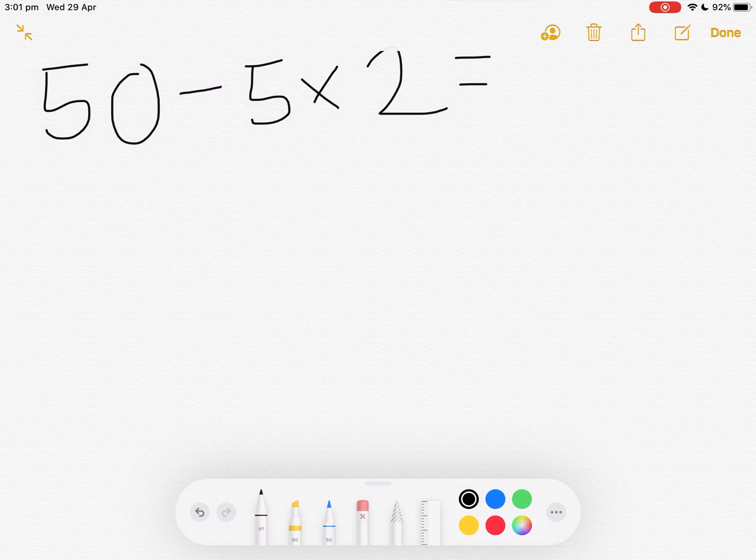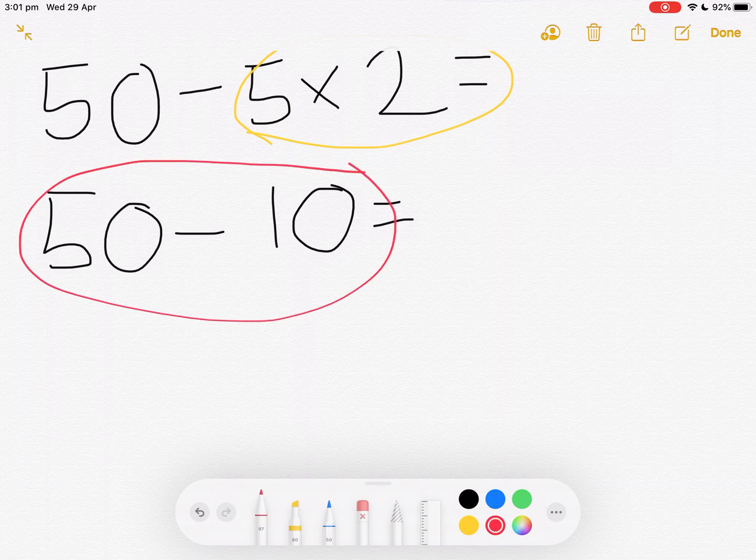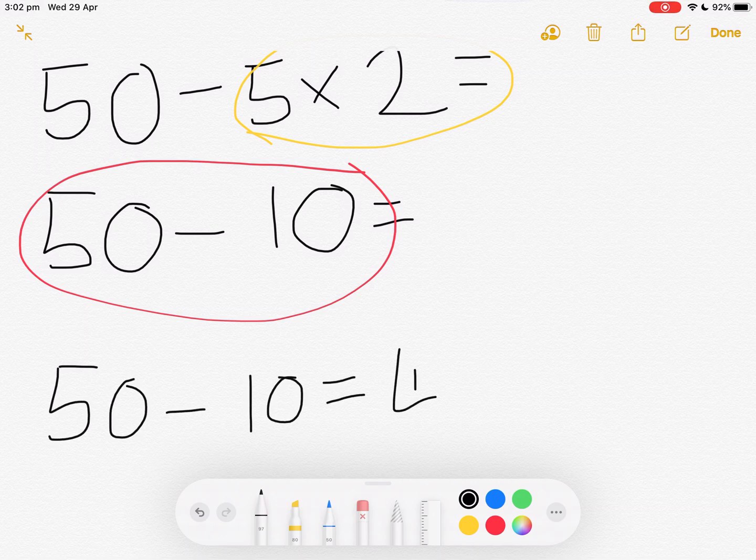Okay, next I need to solve any multiplication or division. So I've got 5 times 2. 5 times 2 is 10. And lastly, I solve any addition or subtraction. So now I have 50 take 10, which gives me 40 as my final answer.